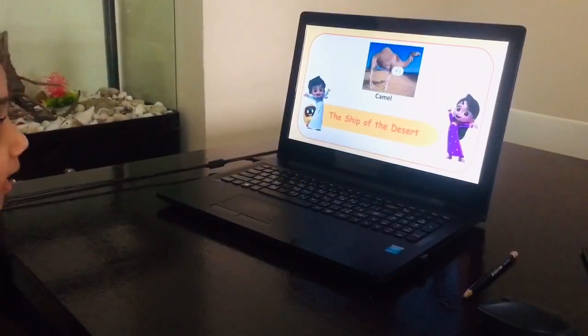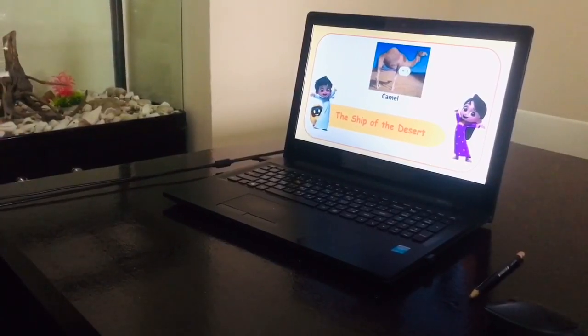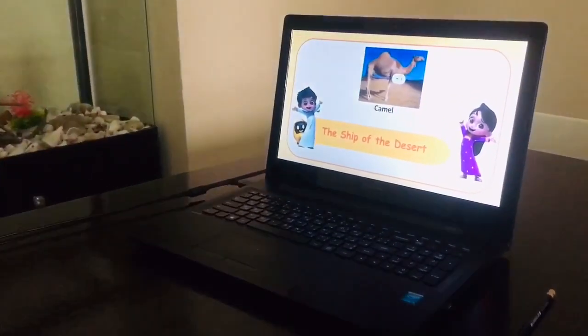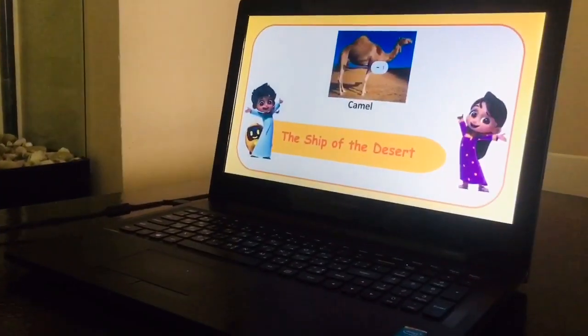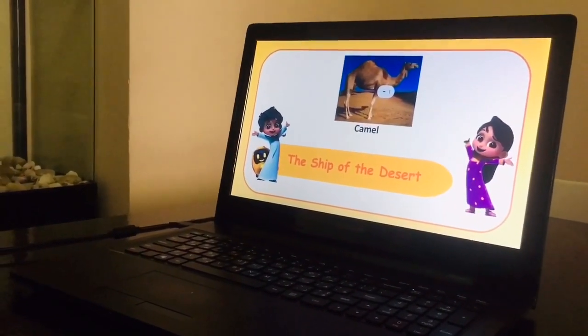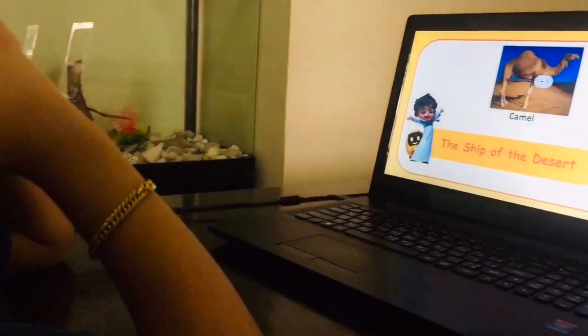And it is called the ship of the desert, as it can walk in the desert easily. I love to go for a camel ride. Friends, can you tell us where can we go to have a camel ride?